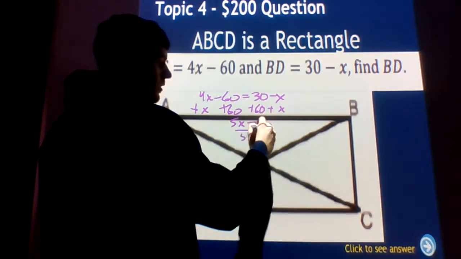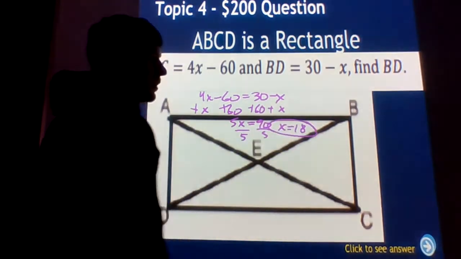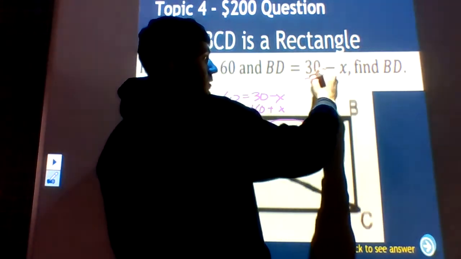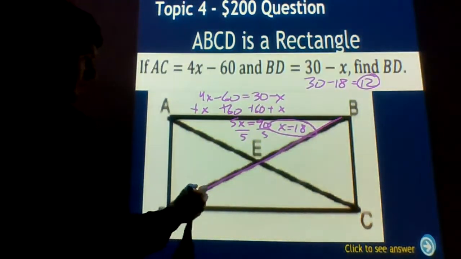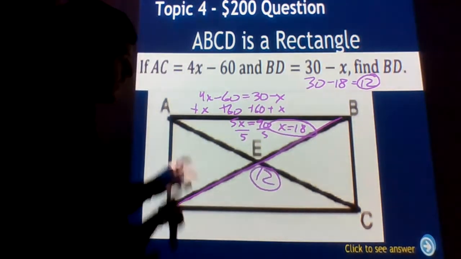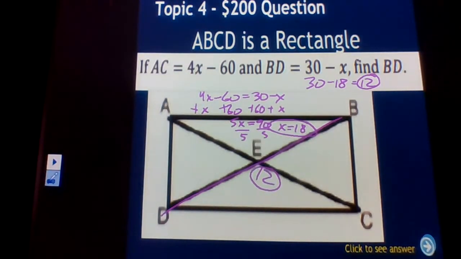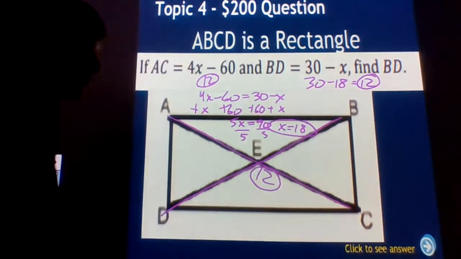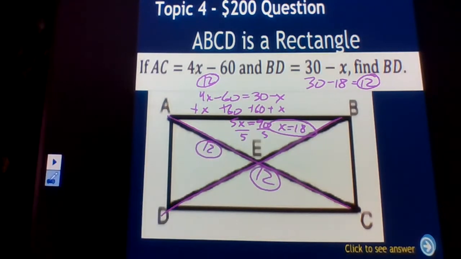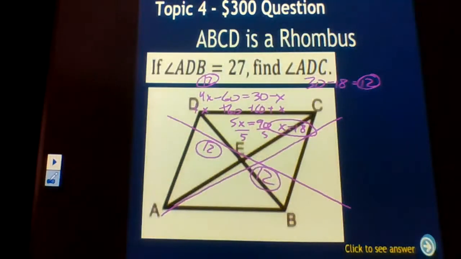And we get x equals 18. Okay, we want to find the length of BD though. So 30 minus 18 is going to equal 12. So this right here has a length of 12. So should AC, let's check and make sure though. 4 times 18 is 72. 72 minus 60 is also 12. So this one right here is also 12. 12 and 12. Diagonals of a rectangle are congruent.